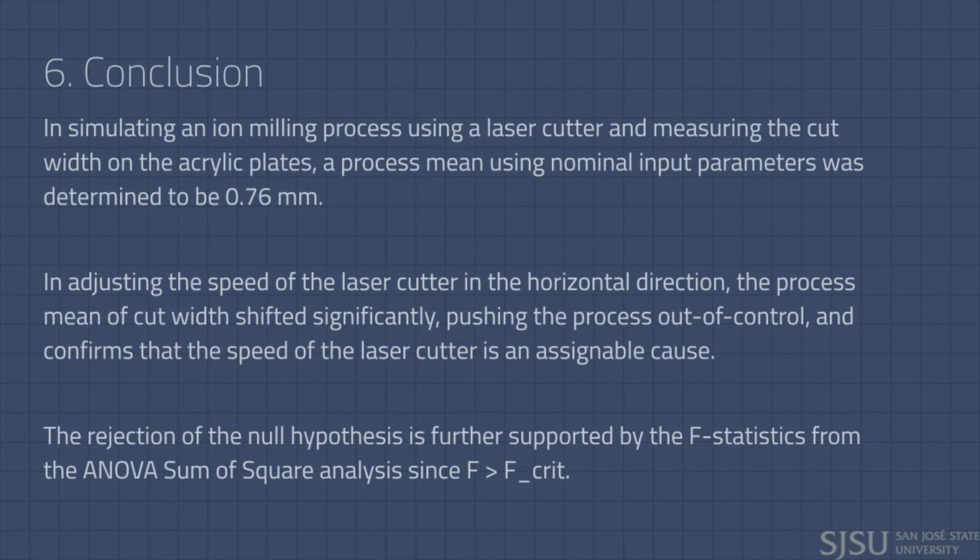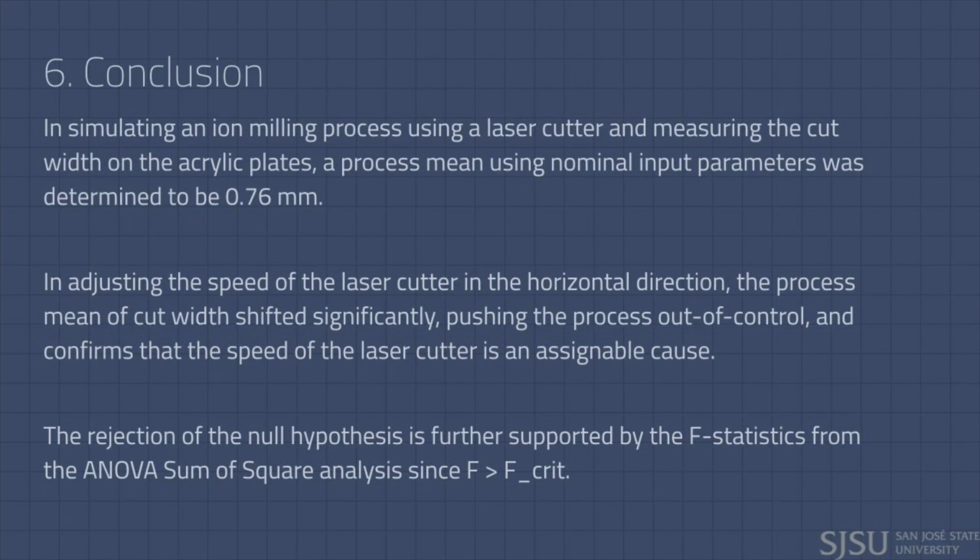In conclusion, for our simulated process of ion milling using a laser cutter, we found that with nominal input parameters, the mean cut width is 0.76 millimeters. When adjusting the speed of the laser cutter in the horizontal direction, we can see from the control charts that there is a shift in process mean, and the process was no longer in control. We can attribute this change in the laser speed as an assignable cause to the process mean shift.